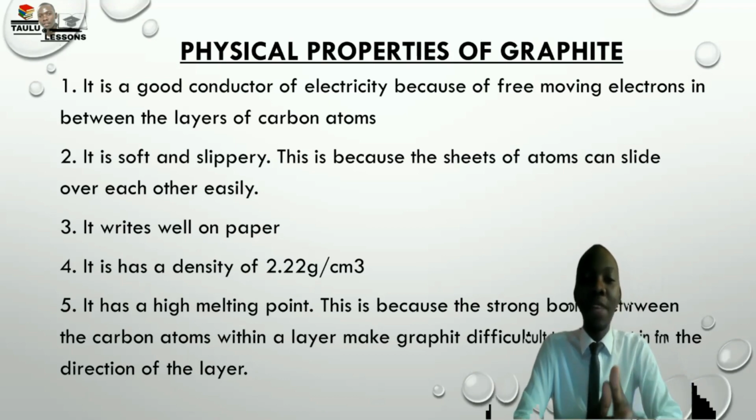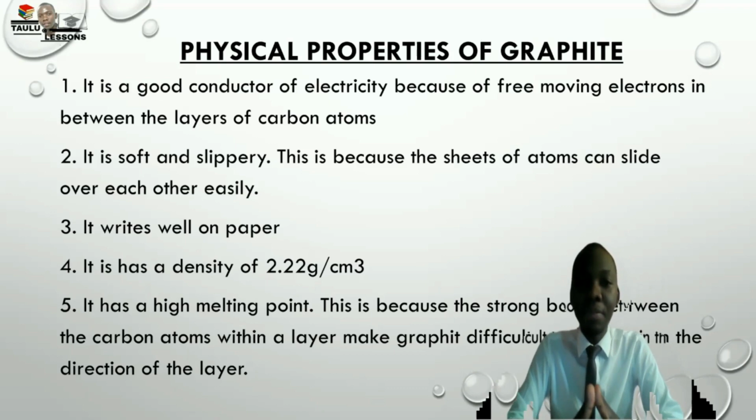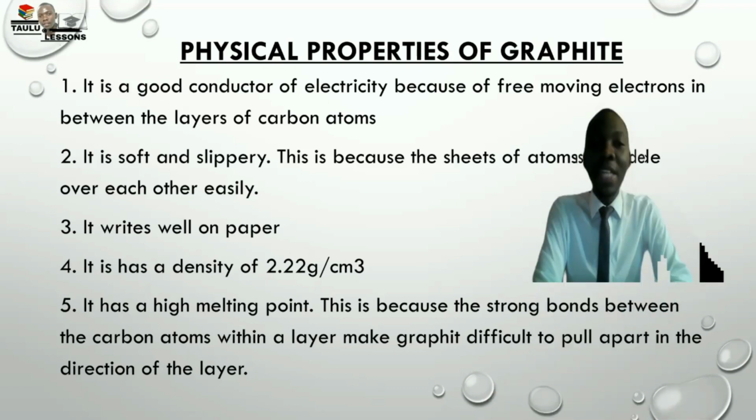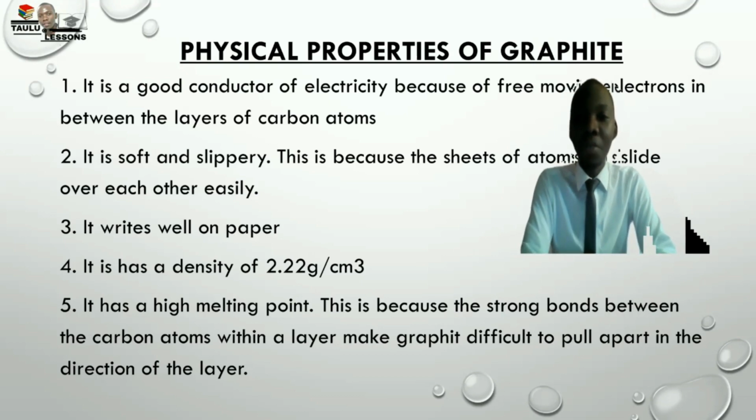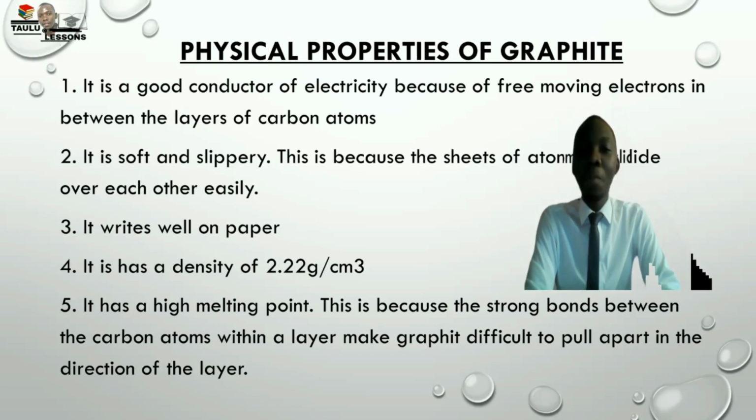The 4th property of graphite is that it has a density of 2.22 grams per cubic centimeter. And lastly, graphite has a high melting point. This is because it has strong bonds between its carbon atoms. So those are the physical properties of graphite. Good conductor of electricity. It is soft and slippery. It can write on paper. It has a high density and a high melting point.